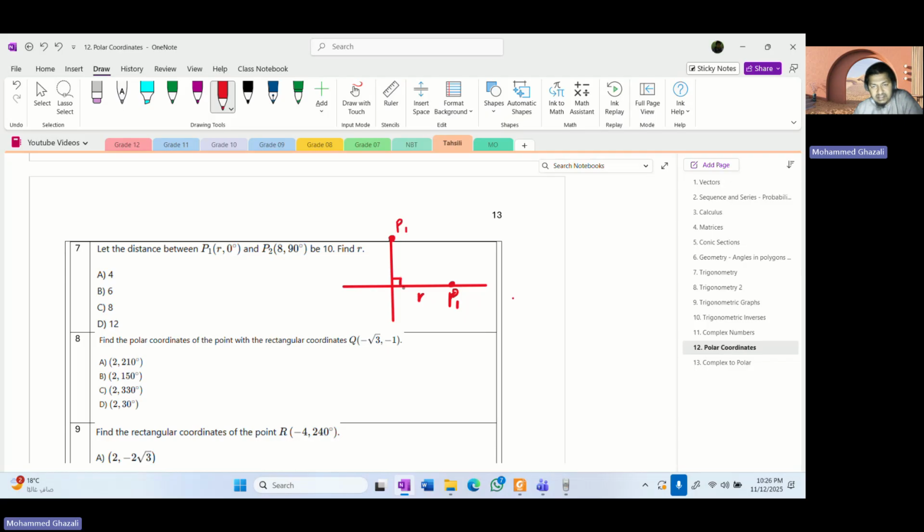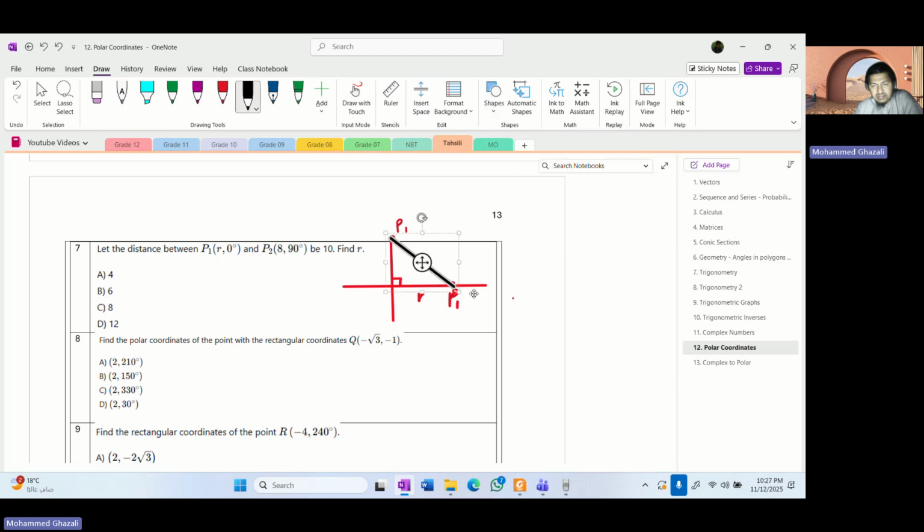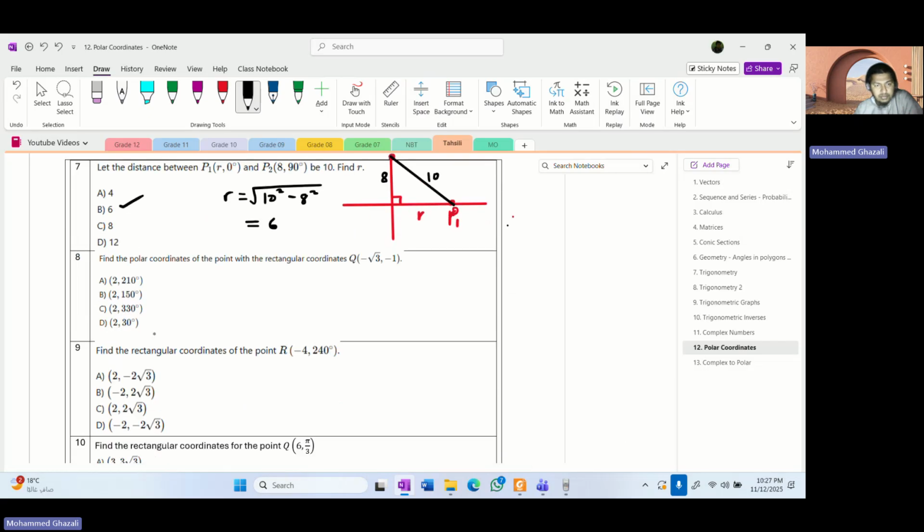So there's your 90 here. So what's the distance between P1 and P2? The distance between these two polar points. Come on, guys. That's easier, right? Because this is 10 and this is 8. So it's your 6, 8, 10 triangle. If you're solving for r, you can just solve the square root of 10 squared minus 8 squared. You can use Pythagorean triples and you get 6. Or you can use the distance formula, right?